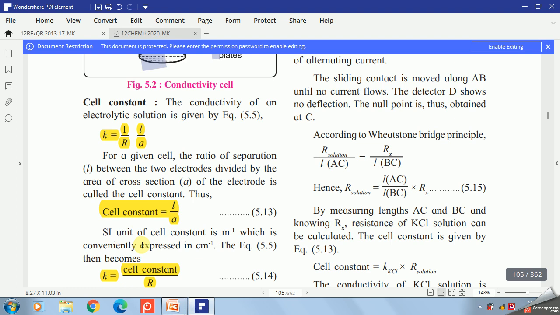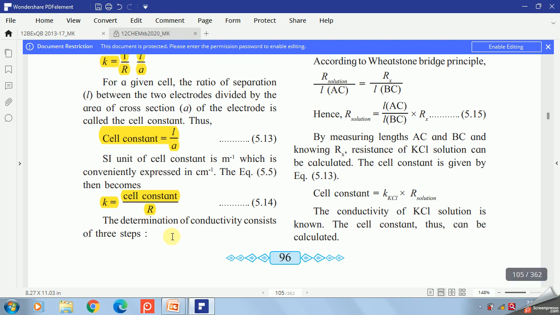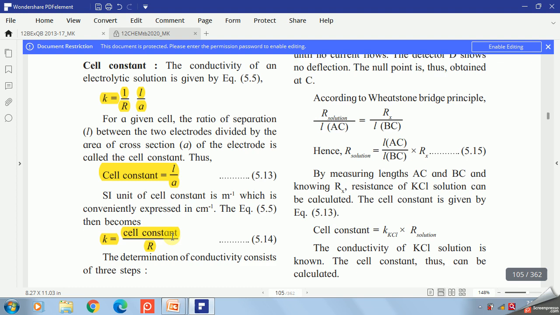Okay, so what is the unit of length? It is meter inverse or centimeter inverse, and area in meter square or centimeter square. So if we substitute L by A is equal to cell constant, then what is K? K is nothing but cell constant divided by R, that is the resistance. And we can calculate the conductivity by the following three steps. Let us discuss these steps.